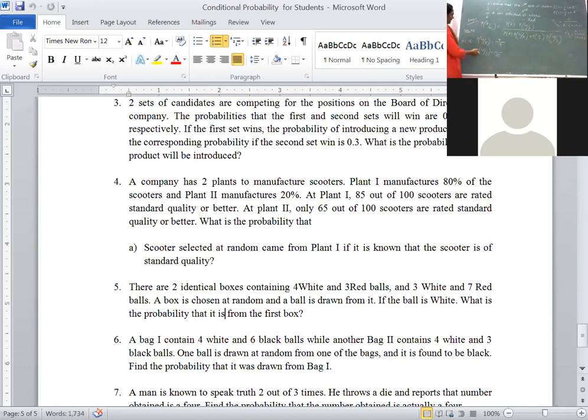Okay. In this problem, 3 white and 7 red balls. Among those 3 white balls, we have to choose one ball in 3C1 ways, that is 3 by 10. That's why we will get 3. NC1 is equal to NCN is equal to 1.